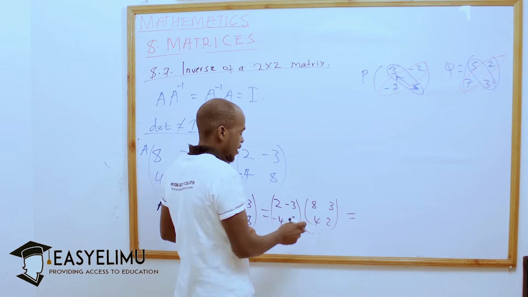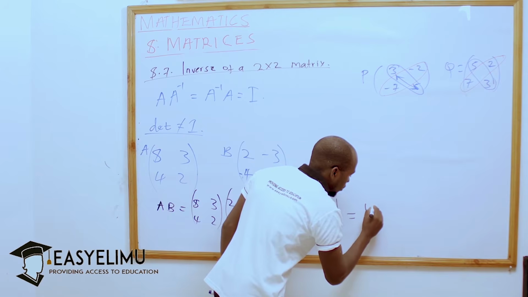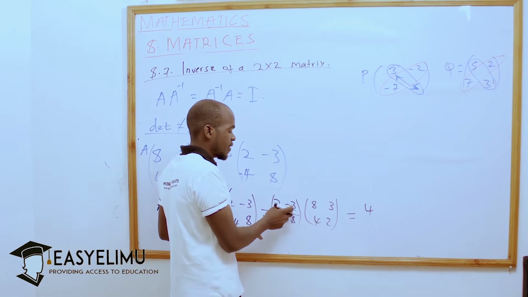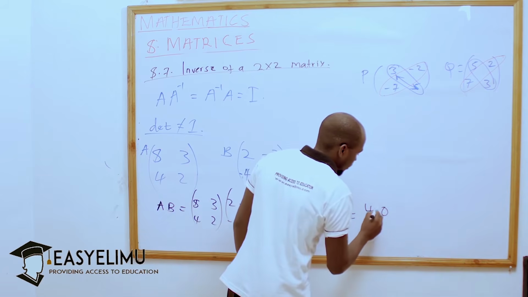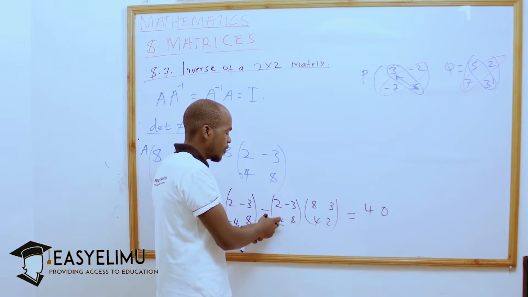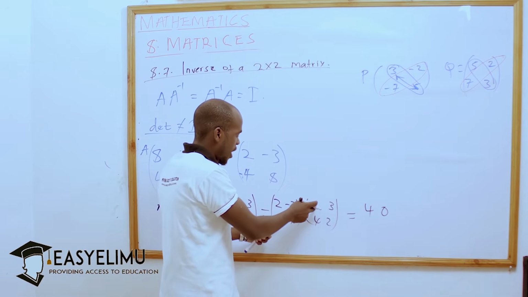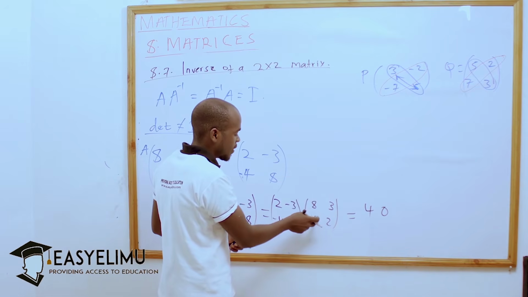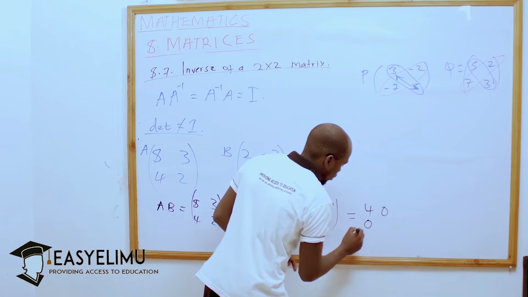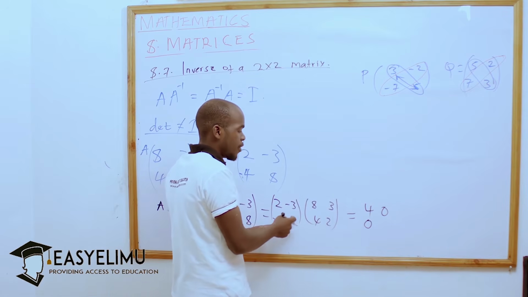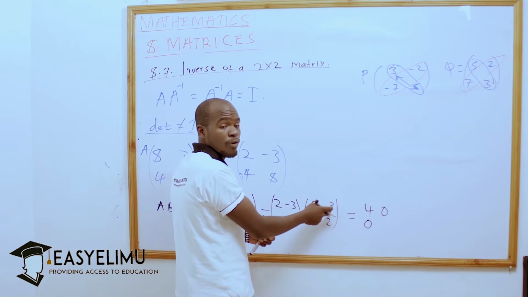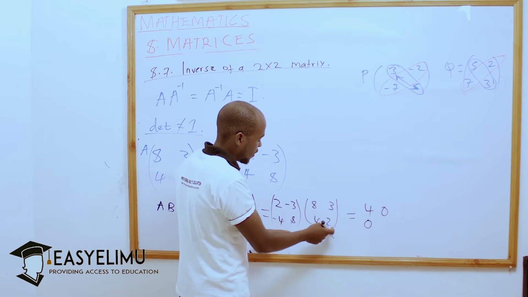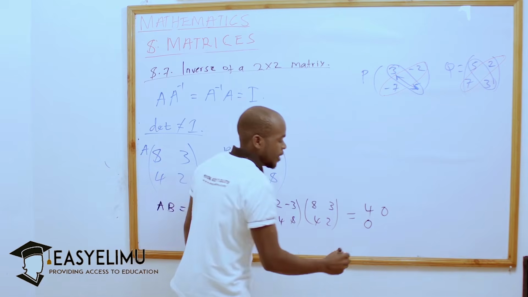16 plus negative 12, you are going to find 4. Then 2 by 3, 6. 6 plus negative 6, you are going to find 0. Negative 4 by 8 is negative 32. Plus 32, 0. Negative 4 by 3, you are going to find negative 12. Negative 12 plus 16, you will find 4.